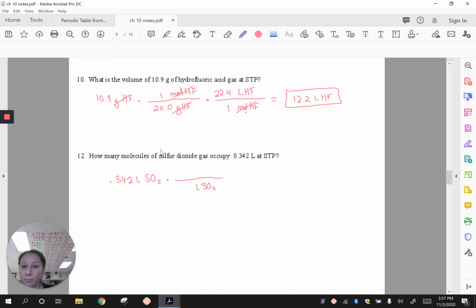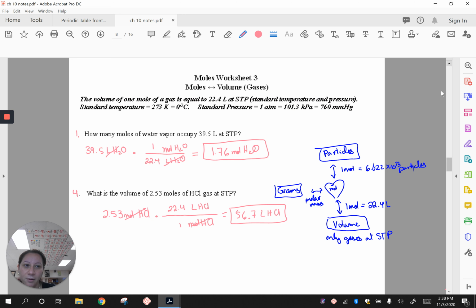I am given volume, right, the liters. I'm trying to find molecules. Molecules are particles, right? Formula units, atoms, and molecules are particles. Can I go from volume to particles right away? No, I cannot, but I can go through the moles. So my first step would be going from volume to moles using 1 mole is 22.4 liters. Once I get to moles, then I can go from moles to particles using 1 mole is 6.022 times 10 to the 23rd particles. So my first step again, going from volume to moles using 1 mole is 22.4 liters.